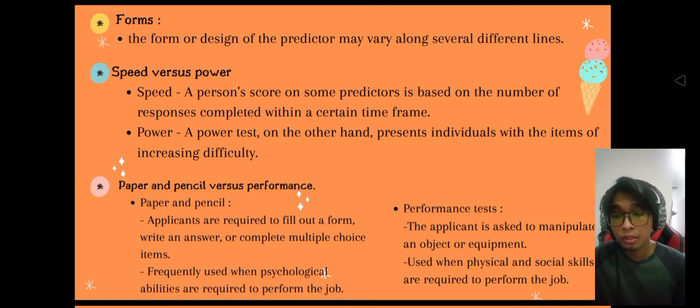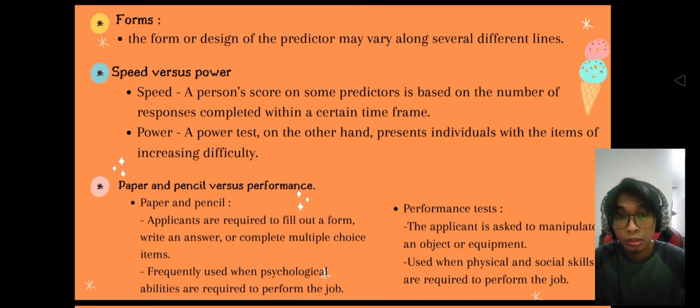The forms. The form or design of the predictor may vary along several different lines. Speed versus power. Speed: a person's score on some predictors is based on the number of responses completed within a certain time frame. Power: a power test, on the other hand, presents individuals with items of increasing difficulty. So the speed is based on physical tests, and the power is based on thinking tests like a quiz.